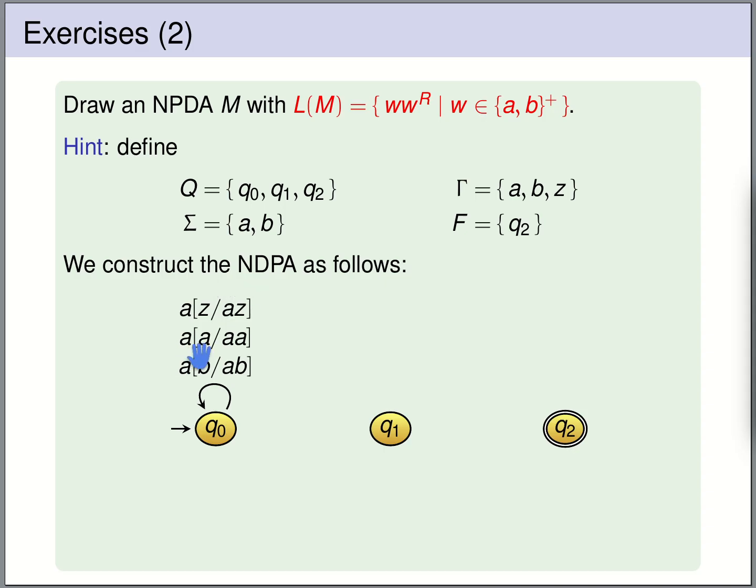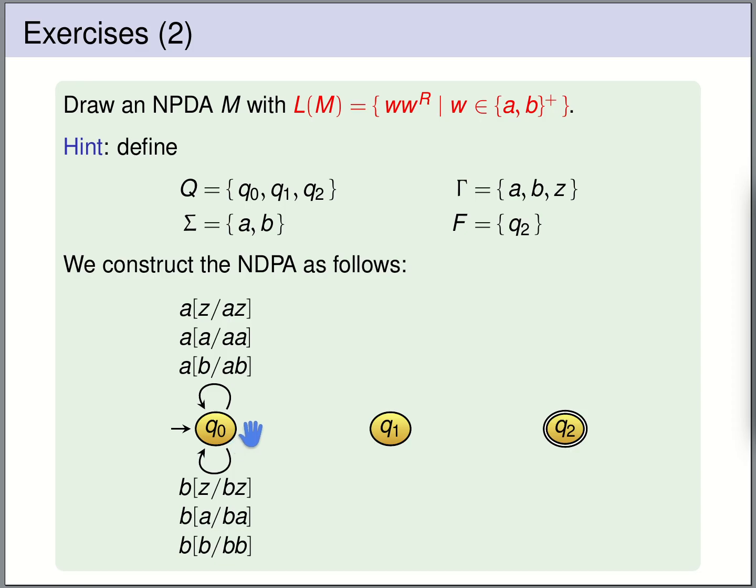If we read an A and there's already an A on the stack, we put another A on top. If we read an A and there's a B on the stack, we put an A on top of the B. So in each case, we put an additional A on top of the topmost stack symbol. And similarly, we do this if we read a B. If we read a B, we put a B on top of the stack, additionally to the symbol that was already on top of the stack. So if there was a Z, we put a B on top of the Z. If there was an A, we put a B on top of the A. And if there was already a B, then we put one more additional B on top of the stack.